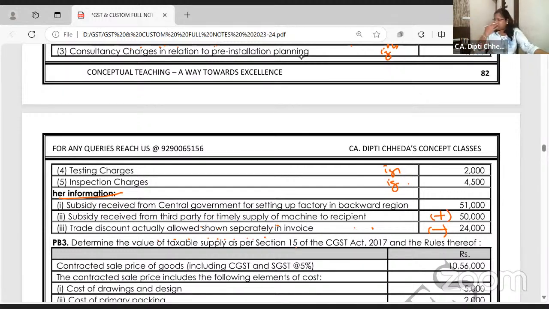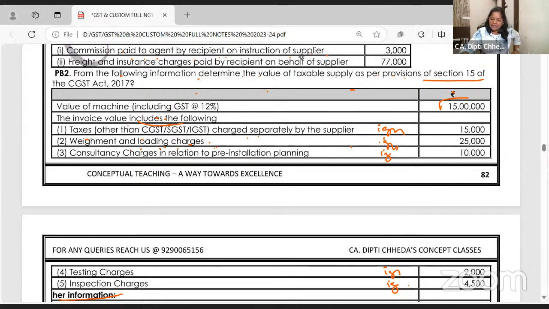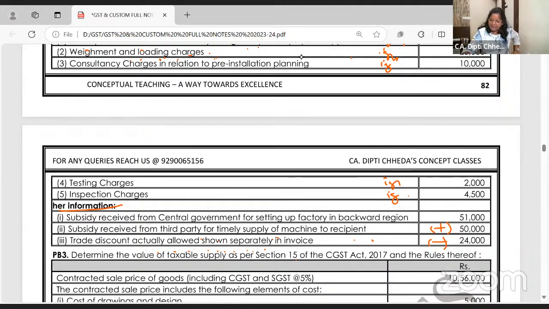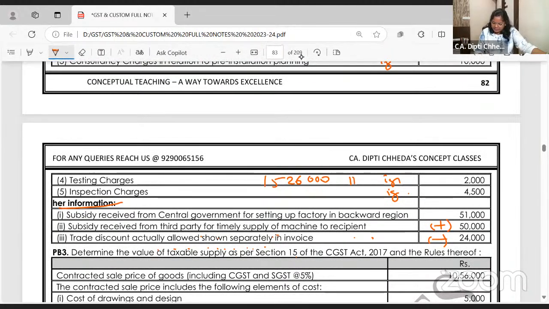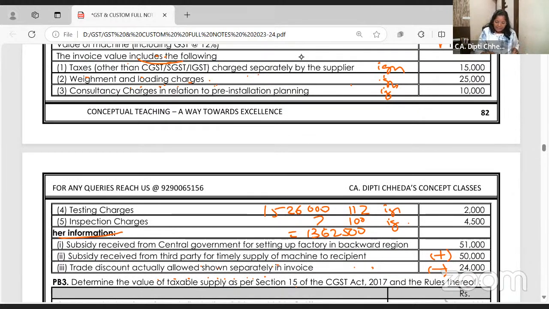15 lakhs. Pick up your calculators. It's a very interesting topic. Whatever you have ignored, you write a note. Now, in 15 lakhs, add 50,000, minus 24,000. How much value are you getting? 15,26,000. Correct or not? And this is inclusive of 112. So can we get the transaction value as amount into 100 divided by 112? 1362.5.